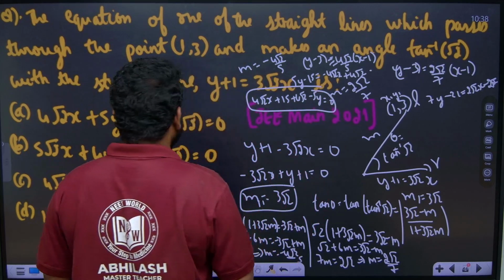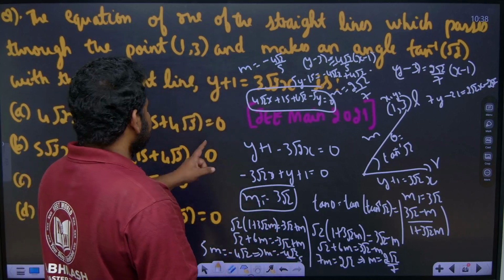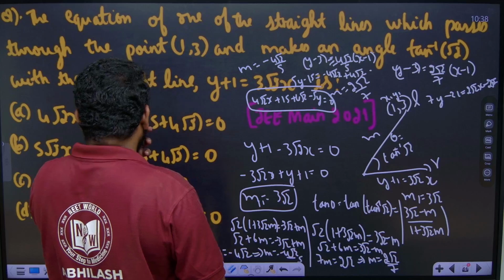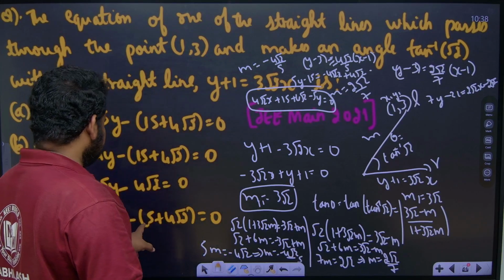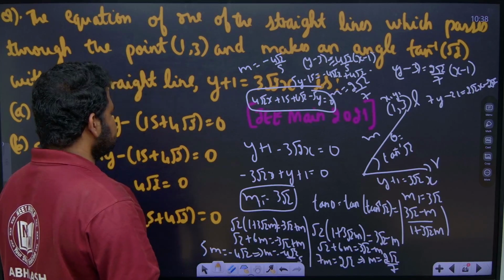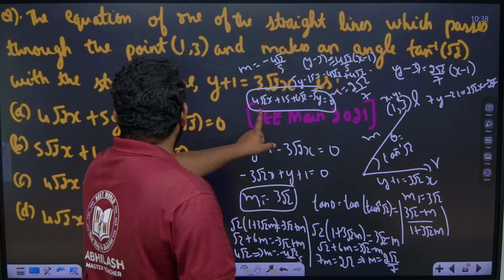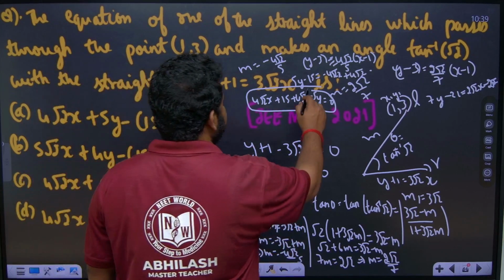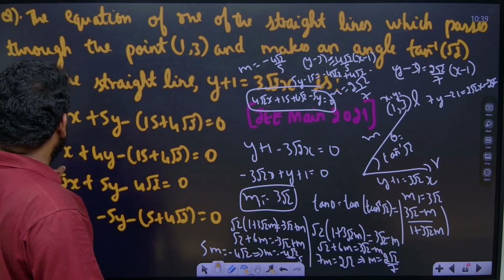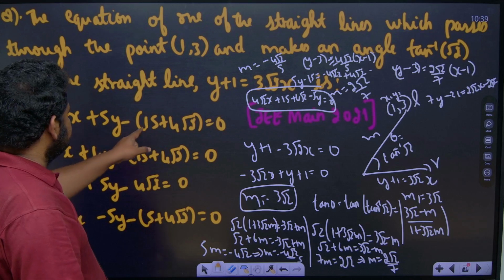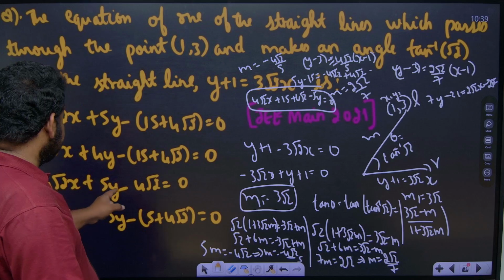4 root 2 x plus 15 plus 4 root 2 minus 5y. Is it minus 5y? No, this is not minus, it should be plus. If I send it that side, everything will be plus, and only minus 5y should be there. So 4 root 2 x plus 5y, if I make this minus, this should also become minus 4 root 2 x minus 5y minus 4 root 2.